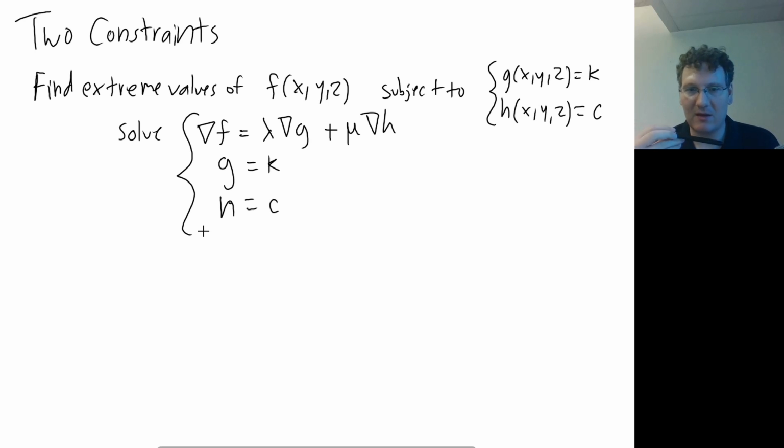And then you add on those other two equations, so that in total you would have 5 equations you have to slog through. And again, you don't necessarily have to find the values of mu and lambda. We're just looking for values of x and y and z that are going to be solutions to this system. So let's take a look at an example.